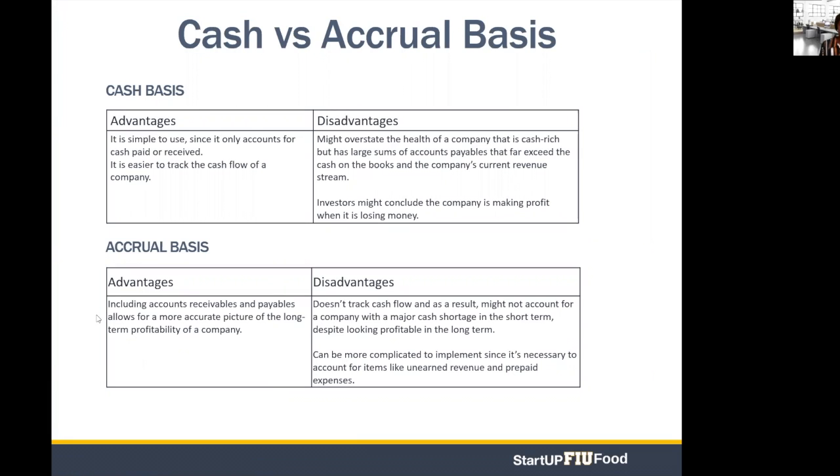So Chelsea asks, how easy or difficult is it to switch methods once your business grows? Well, Chelsea, if you're using a software, it's not hard at all. Literally, it's been a little minute since I've been in QuickBooks, but I want to say it's like a click.